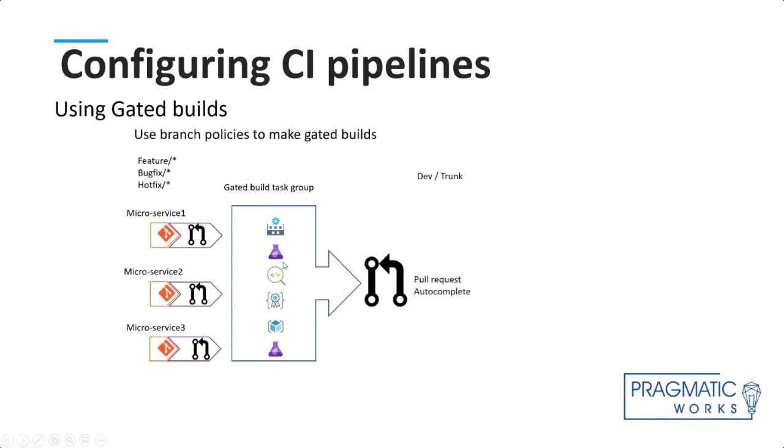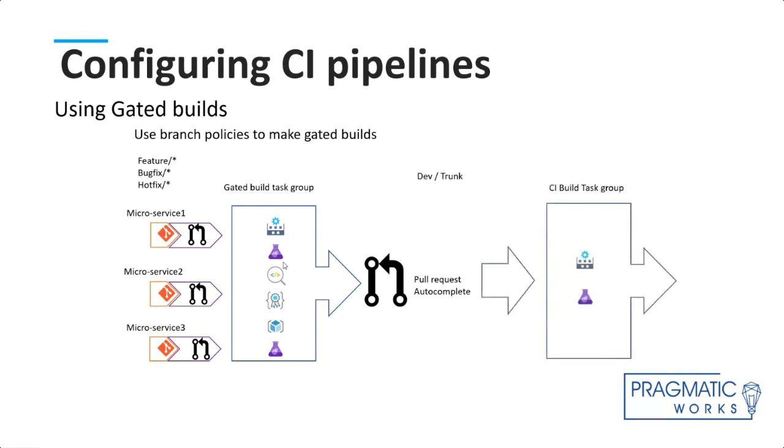But then we can use it for pull request autocomplete, and after our code is merged to the dev or trunk branch, we can start the CI build, which contains a much smaller number of steps, just building the binaries and small tests there, because almost everything has been tested at this stage. And then it can produce the artifacts, which can be deployed on some environment.